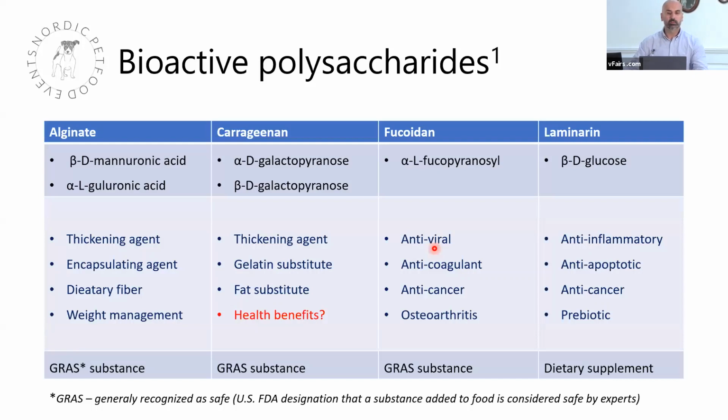So when it comes to bioactive polysaccharides, alginate contains mannuronic and glucuronic acid units. Normally it's used as a thickening agent, encapsulating agent, dietary fiber, and weight management can be controlled with alginate. Generally, it is a GRAS substance, which means generally recognized as safe.